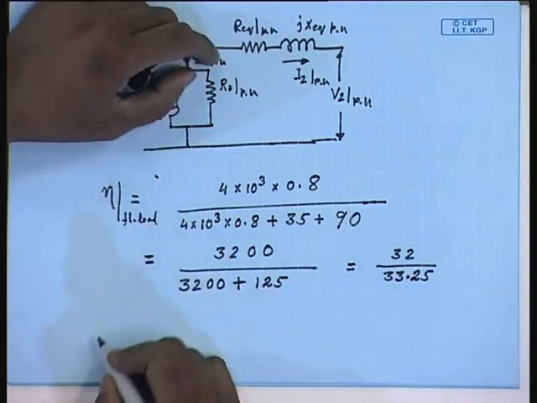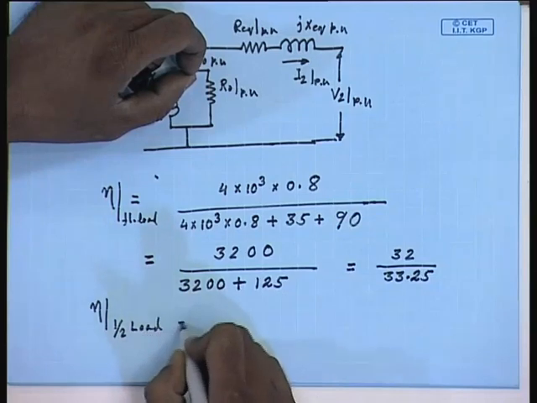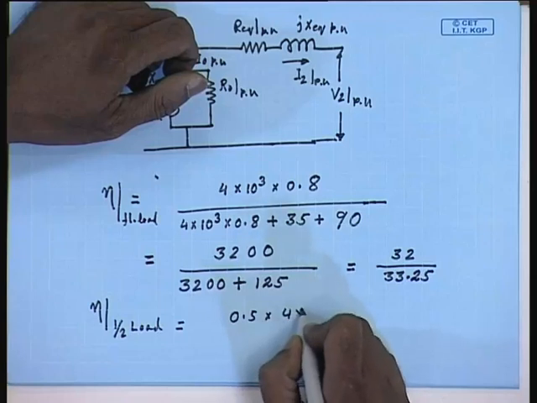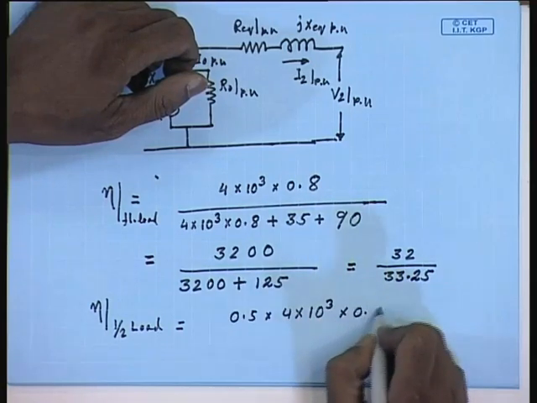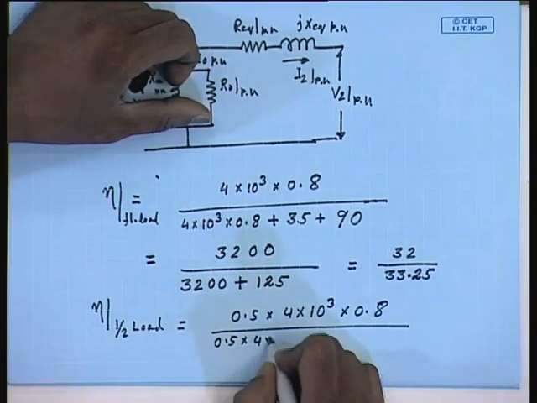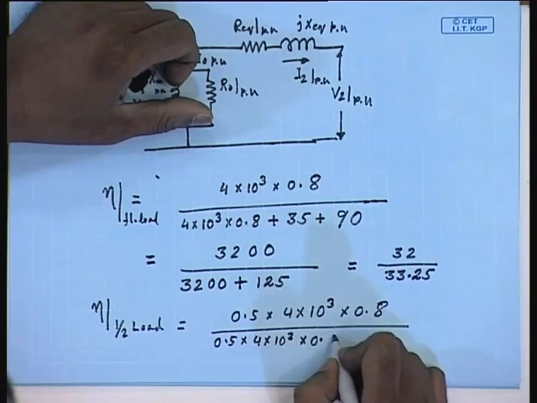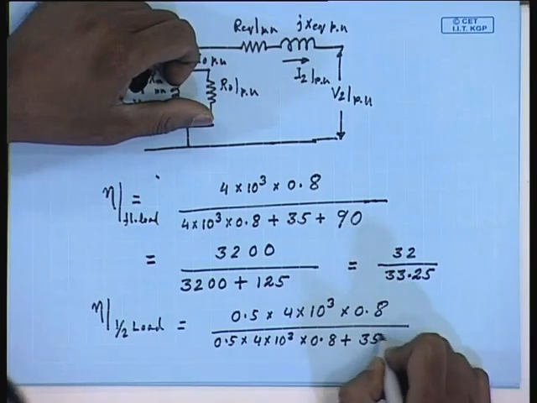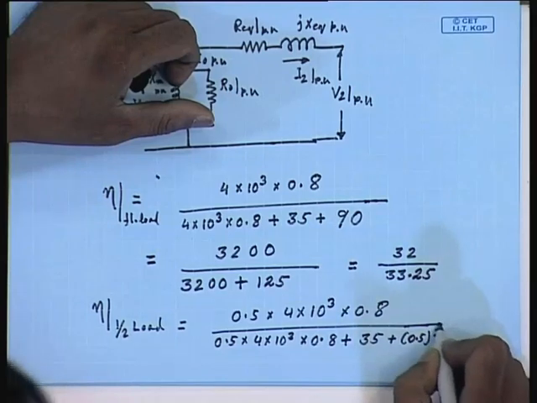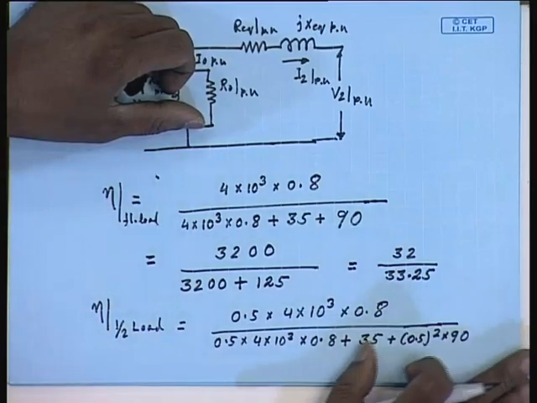If I reduce it to half load, then at half load the power output will be 0.5 and at the same power factor, 4 into 10 to the power 3 into 0.8 divided by 0.5 into 4 into 10 to the power 3 into 0.8 plus 35 plus 0.5 square into 90. This will be the efficiency at half load.